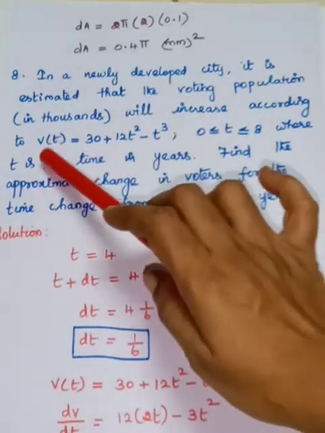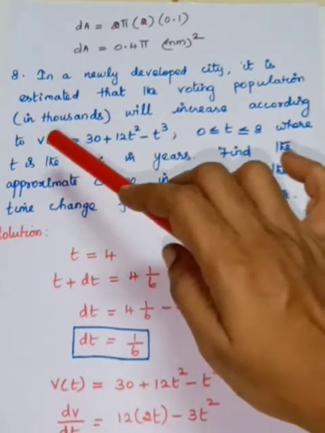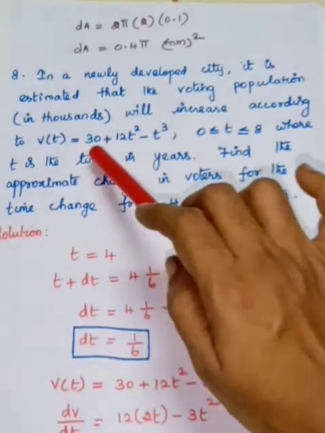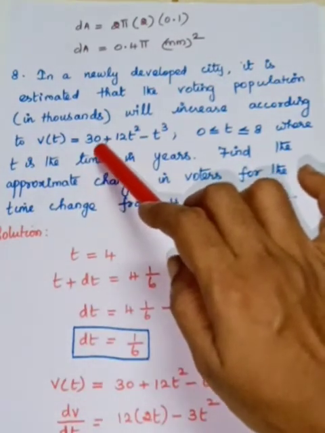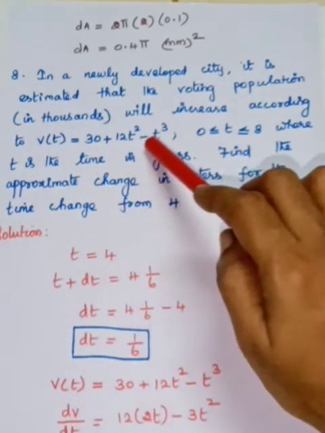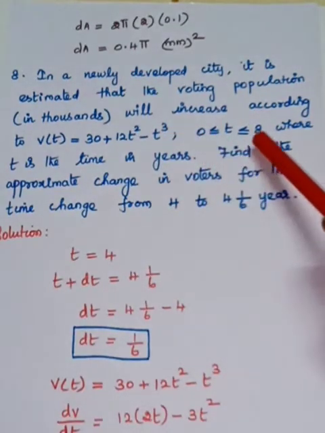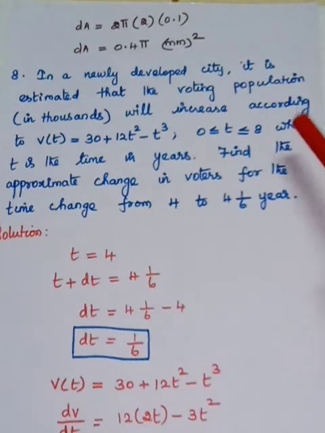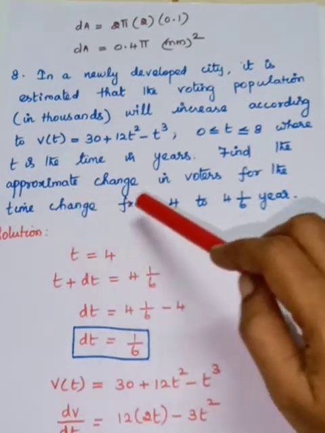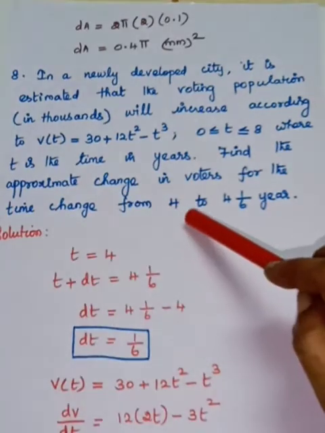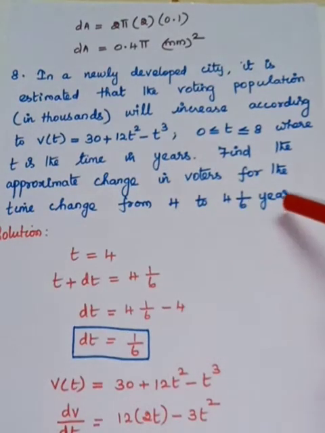So what is V of t? It is the voting population with respect to time. So the voting population is 30 plus 12 t square minus t cube. In that, the time varies from 0 to 8 years. Find the approximate change in voters for the time change from 4 to 4 1 by 6 years.